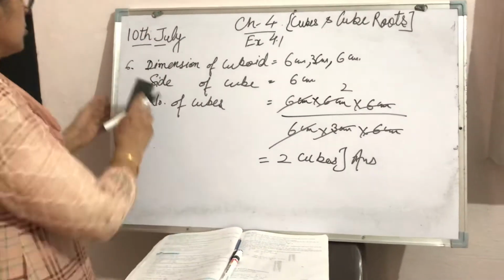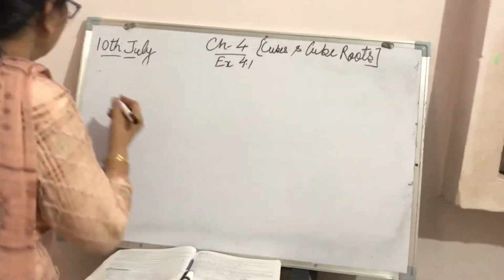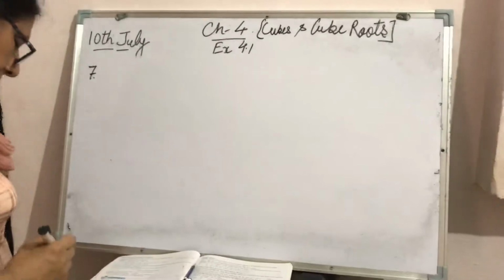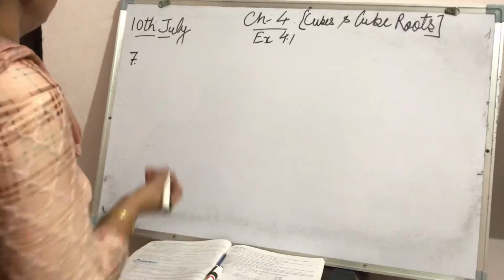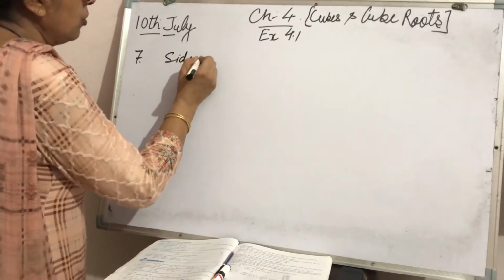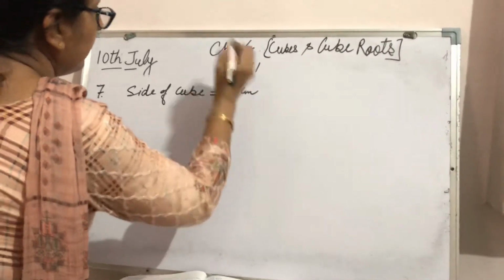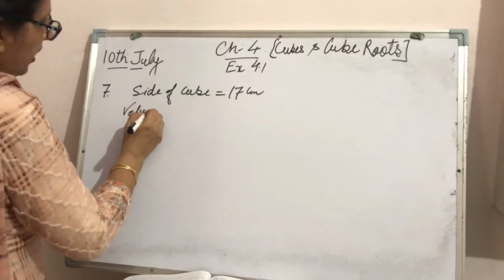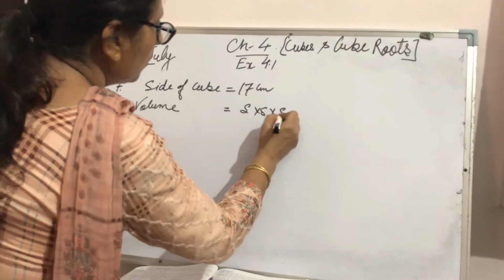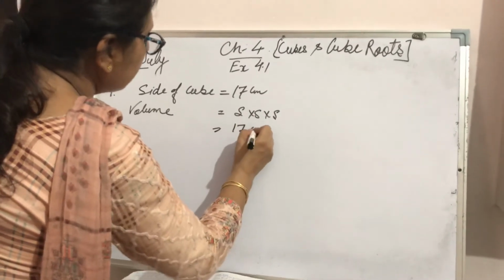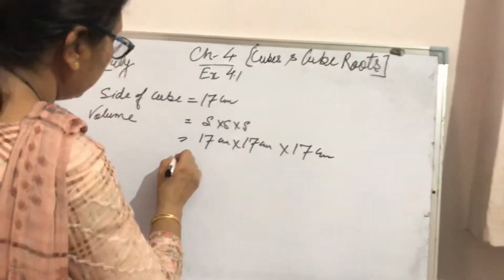So next question, question number 7. Seventh question, what is the volume of a cube having its side 17 centimeter? Same as previous question, side of cube is given, 17 centimeter. We have to find volume of cube, side into side into side. So side 17 centimeter, 17 centimeter and 17 centimeter.